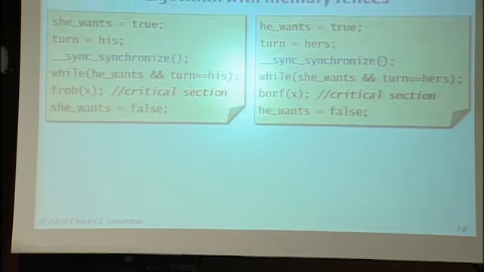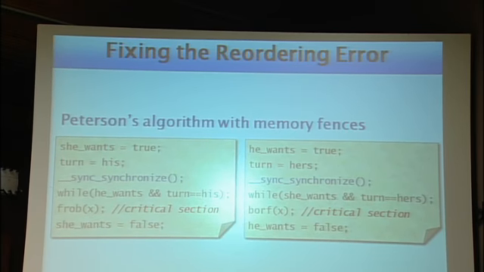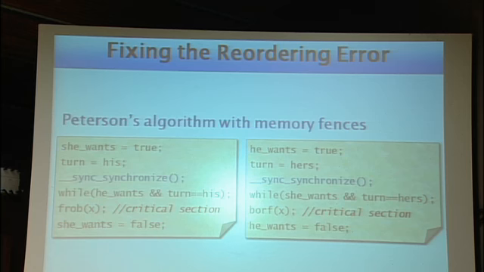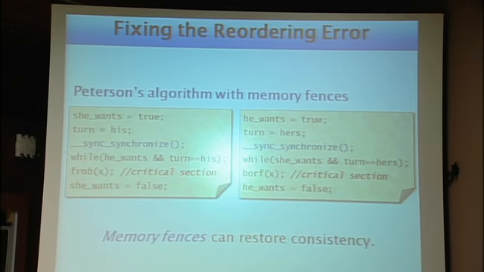So here's Peterson's algorithm with memory fences. You just simply stick in the memory fence there to prevent the reordering. And it's interesting if there's a way that we can play the game with the instruction stream to do the same thing, because that would make this code go generally a lot faster in terms of overhead. And so using memory fences, you can restore consistency.